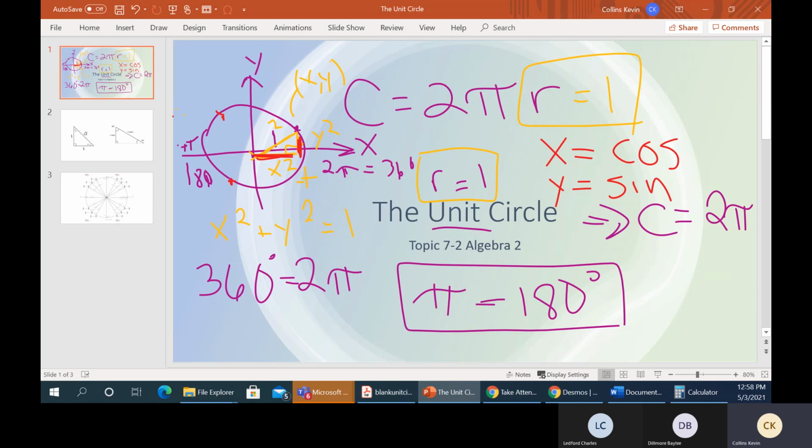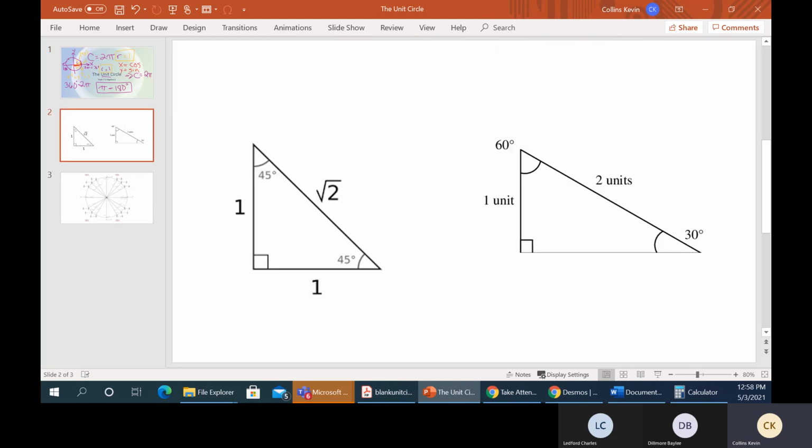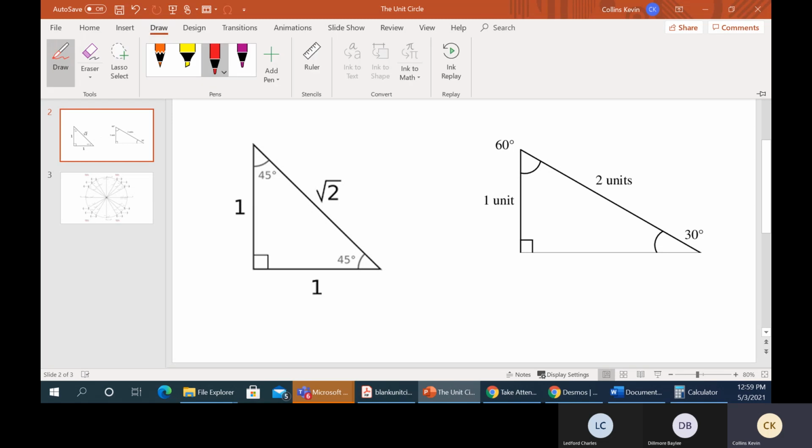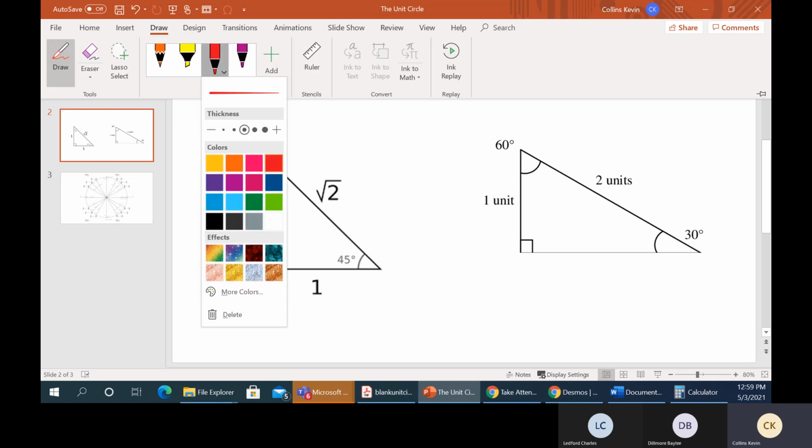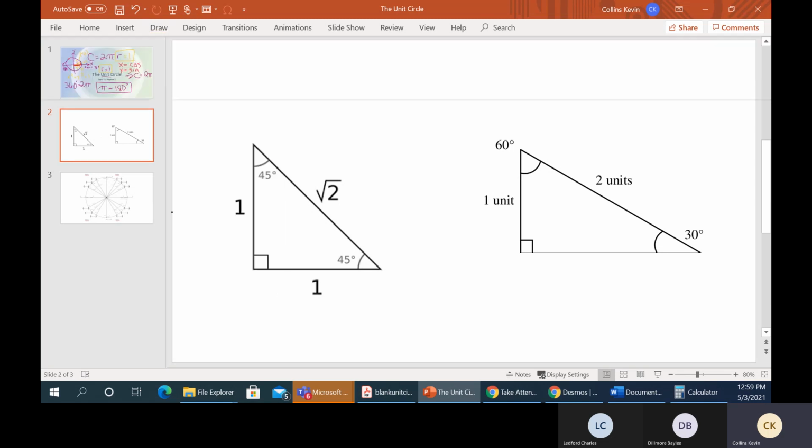Okay, so let's go ahead and look at two of these triangles that we use over and over in trig. And you've seen these guys before. Okay, so first of all, we have the 45, 45, 90. And then we have the 30, 60, 90. And when I found this particular thing, it cut off the bottom here, but I can put it back in. Give me just a second here.